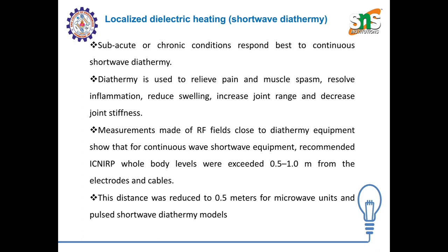Subacute or chronic conditions respond best to continuous short-wave diathermy. Diathermy is used to relieve pain and muscle spasm, resolve inflammation, reduce swelling, increase joint range, and decrease joint stiffness. Measurements made of RF fields close to diathermy equipment show that for continuous wave shortwave equipment, the recommended ICNIRP whole body levels were exceeded 0.5 to 1 meter from the electrodes and cables. This distance was reduced to 0.5 meters for microwave units and pulsed shortwave diathermy models.